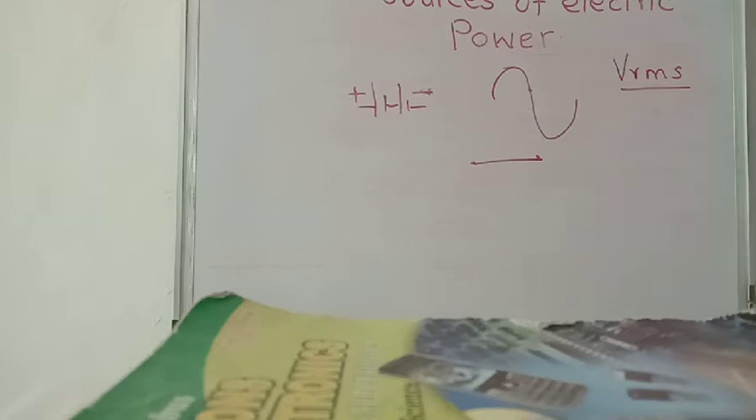Okay, then the second DC source, the DC generator. This is quite different from a battery. It provides DC voltage, but it is different from a battery. It has a rotating shaft to which a coil is wound. There is one rotating shaft which rotates in circular form, and on it there is a coil. The coil is wound on that shaft.